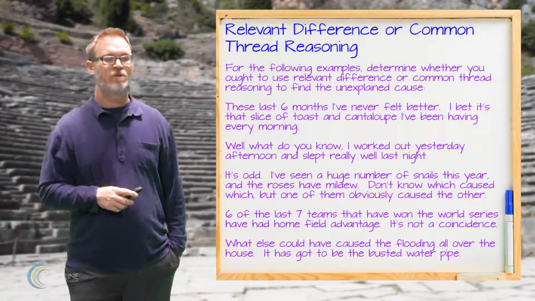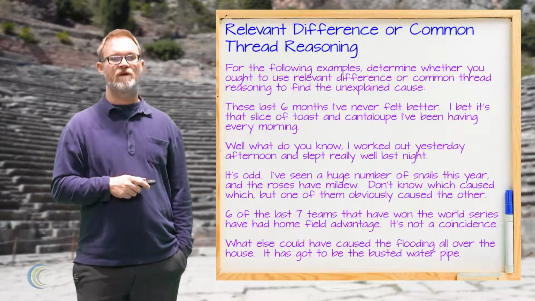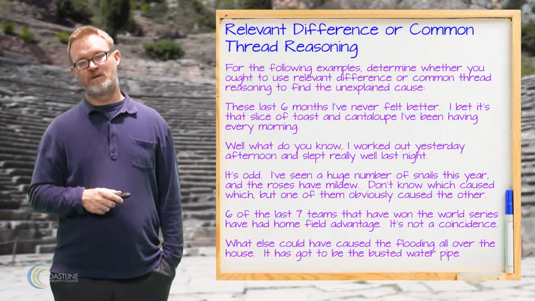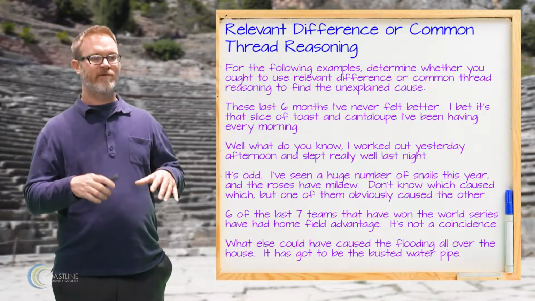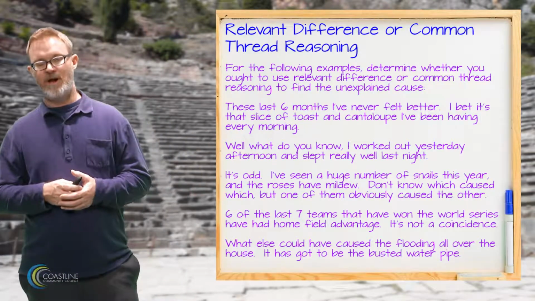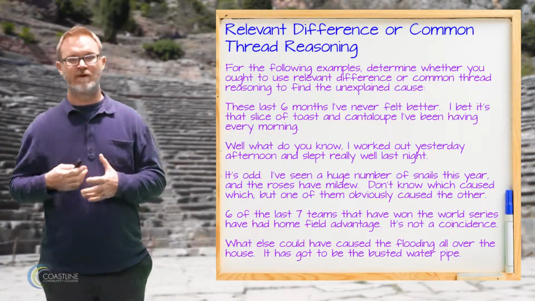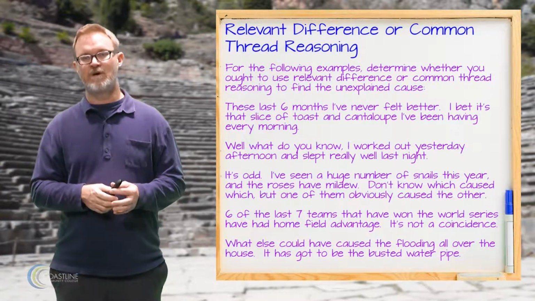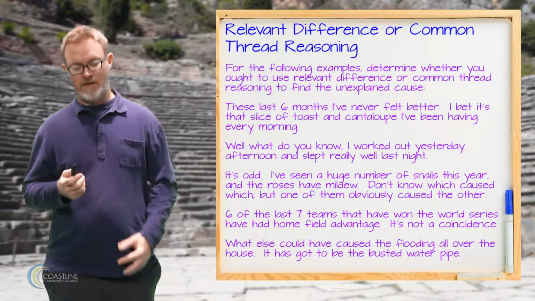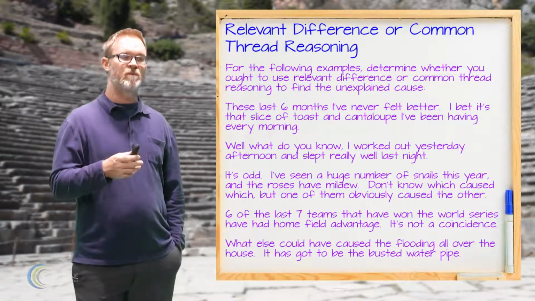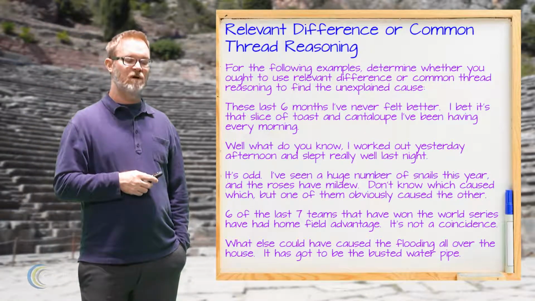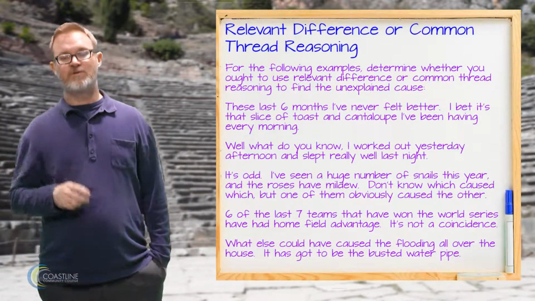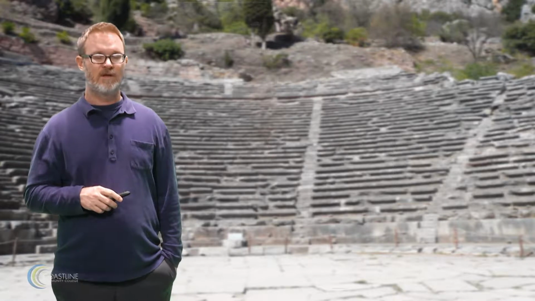Then the last example we'll look at, it says, what else could have caused the flooding all over the house? It has got to be the busted water pipe, right? So this is a case where you have flooding in your house, and it's a one-off thing. Obviously, you don't get flooding every day. It occurs one time because of this busted water pipe. And so you want to use relevant difference reasoning in a case like this to determine what might cause this one occurrence of the flooding.